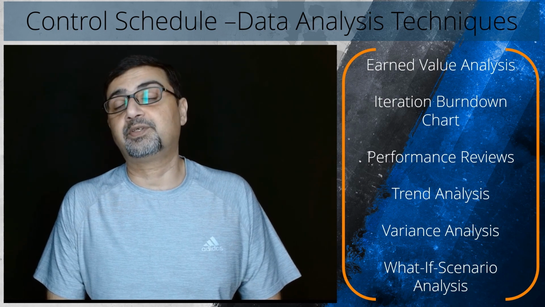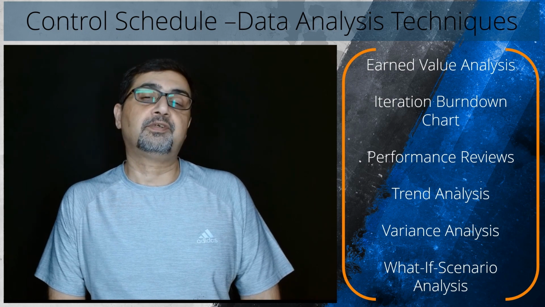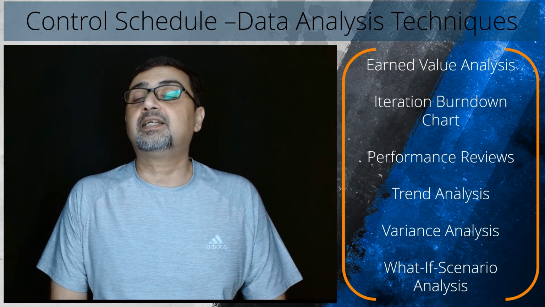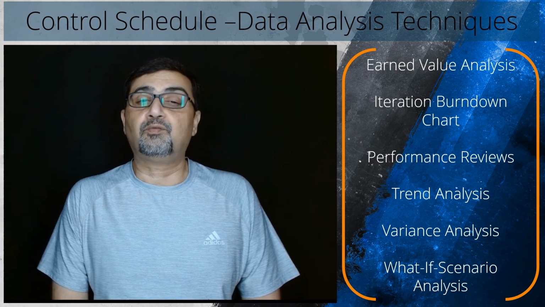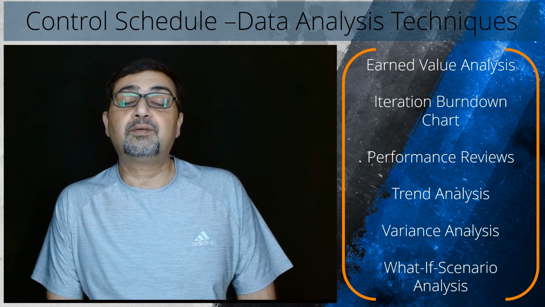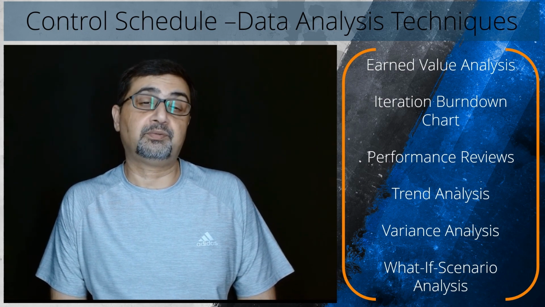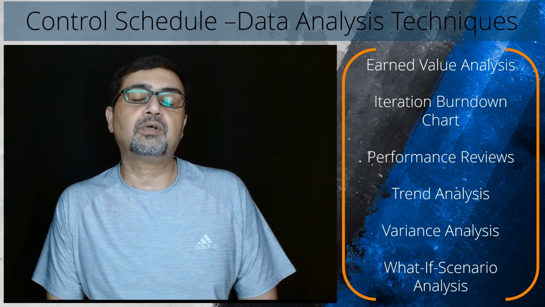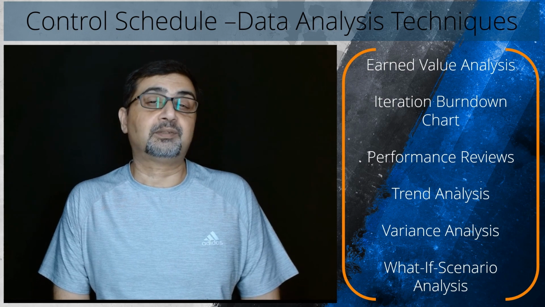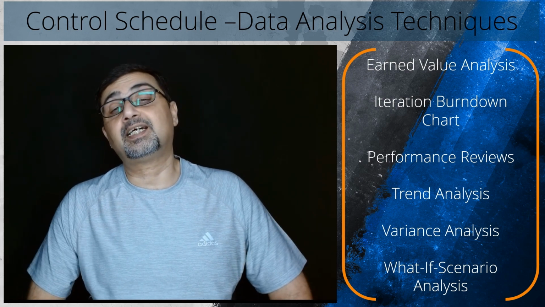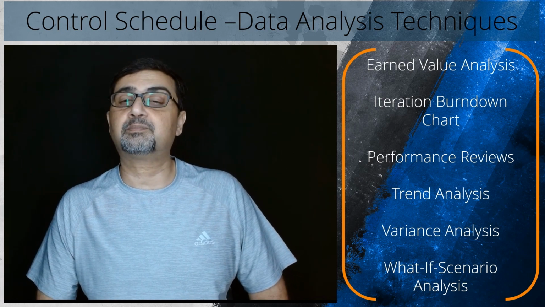Let's discuss them briefly. Earned value analysis, commonly referred to as EVA, is a data analysis approach commonly used in project management. It involves comparing the value of completed work, referred to as earned value, to the intended value, referred to as planned value, and the actual cost expended, referred to as the actual cost. Project managers can assess if the project is ahead of schedule, behind schedule, or on track by analyzing differences between these figures.